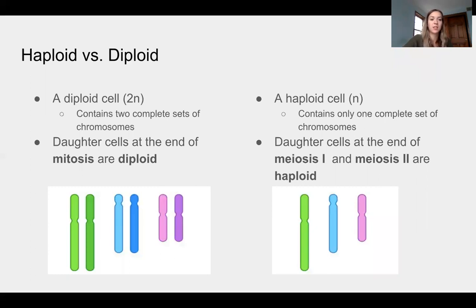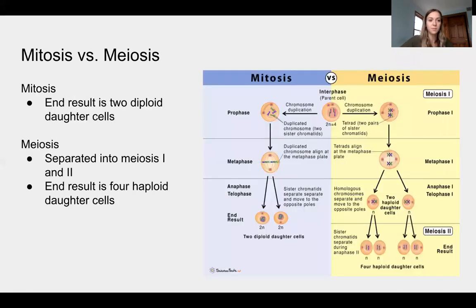So a diploid cell you think of as 2N. It's commonly referred to on the MCAT as either N or 2N. This is where you have 2 complete sets of all of the chromosomes. In mitosis, it's important to note that the resulting cells are always diploid. And then for meiosis, both meiosis 1 and 2, they're haploid. So the difference is at the end of meiosis 1, you only have 2 haploid daughter cells. And at the end of meiosis 2, you have 4 haploid daughter cells.